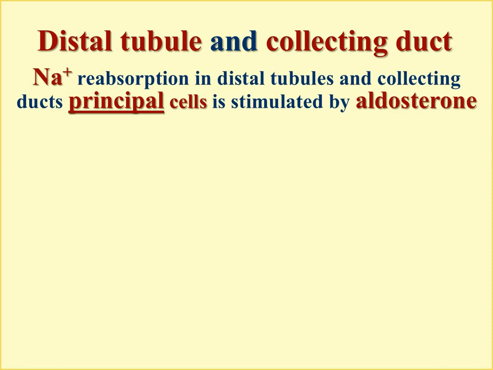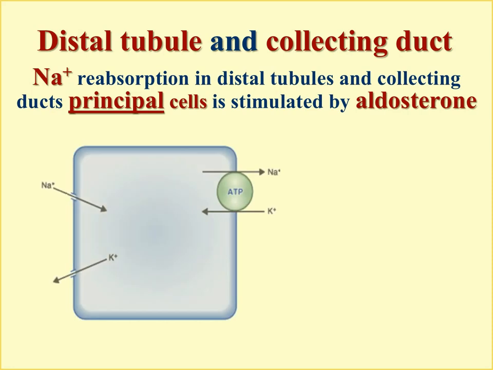Now, distal tubule and collecting duct processes of sodium reabsorption. Principal cells are controlled by aldosterone. Let's observe this mechanism. Aldosterone is a steroid hormone, therefore it's easily dissolved in membrane phospholipids. And so it doesn't use the outer membrane receptors, and it binds to intracellular receptors.